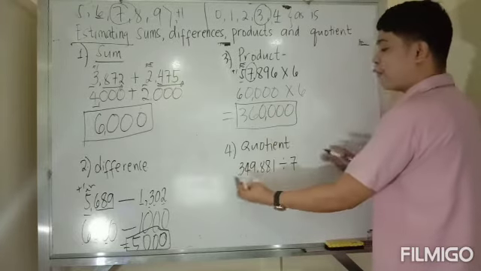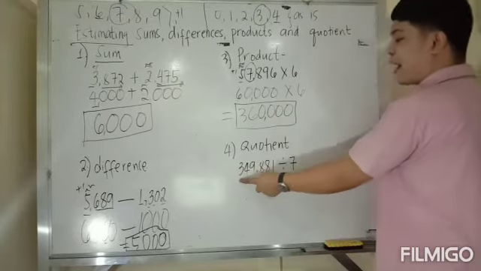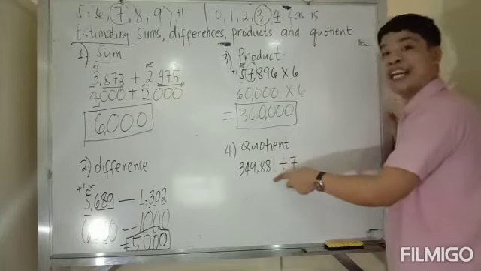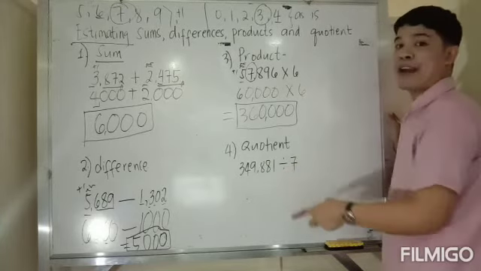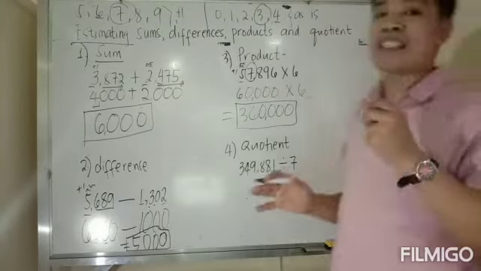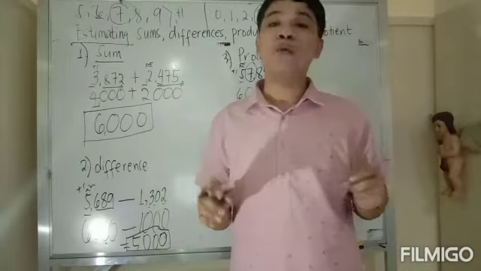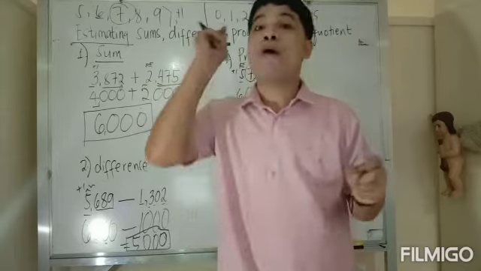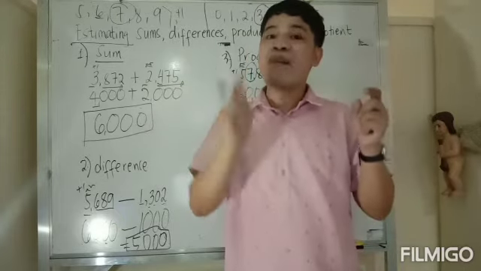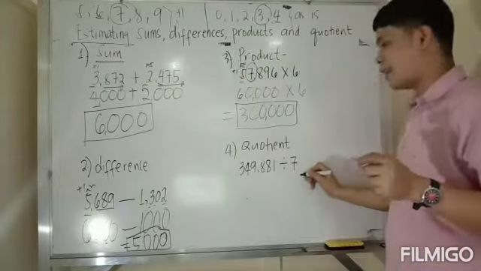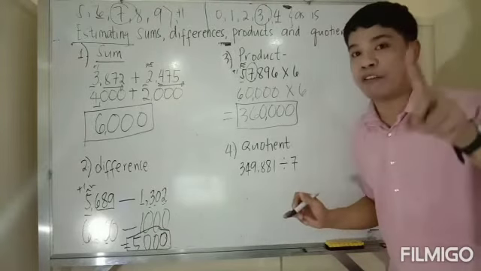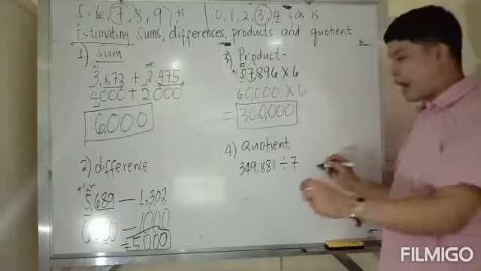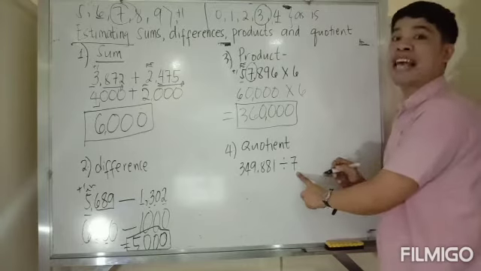Now let's go to quotient. Estimate the quotient of these two numbers. We have here 349,881 divided by 7. Since we are in approximation and estimation, we will not divide it directly. What we will do, class, we are going to find the nearest multiple of 7. The nearest multiple, remember? So let us give first the multiples of 7, okay?